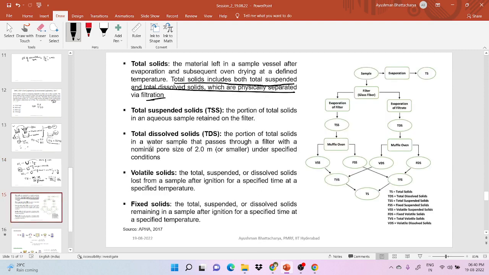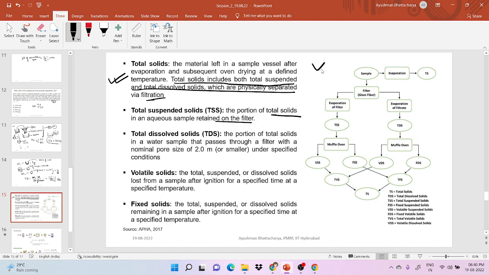So let's move to this. Total solids, you understood: the material left in the sample vessel after evaporation and subsequent hot oven drying at a defined temperature. The total solids include both suspended and dissolved solids, which are physically separated by filtration. Now suspended solids: the portion of total solids in an aqueous sample retained on the filter.